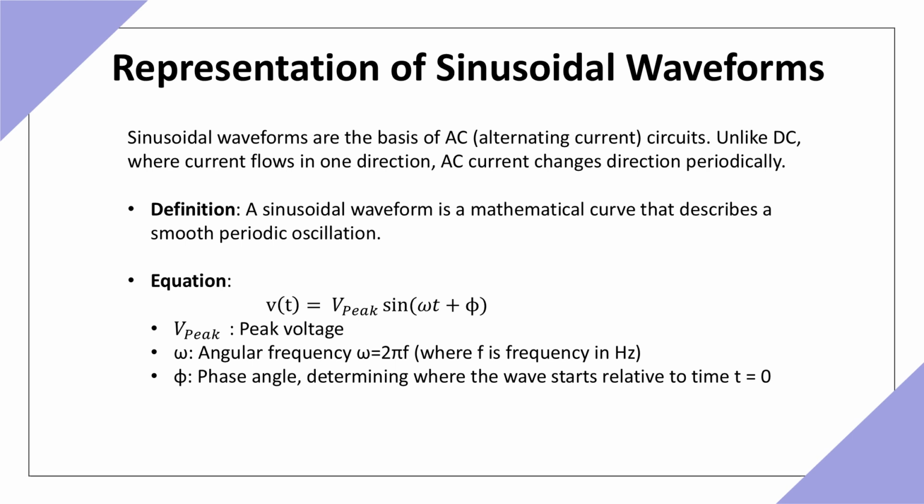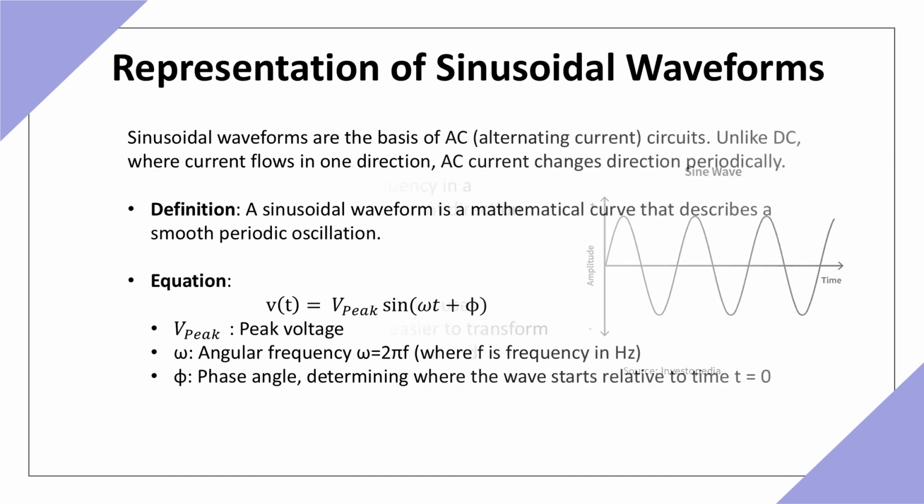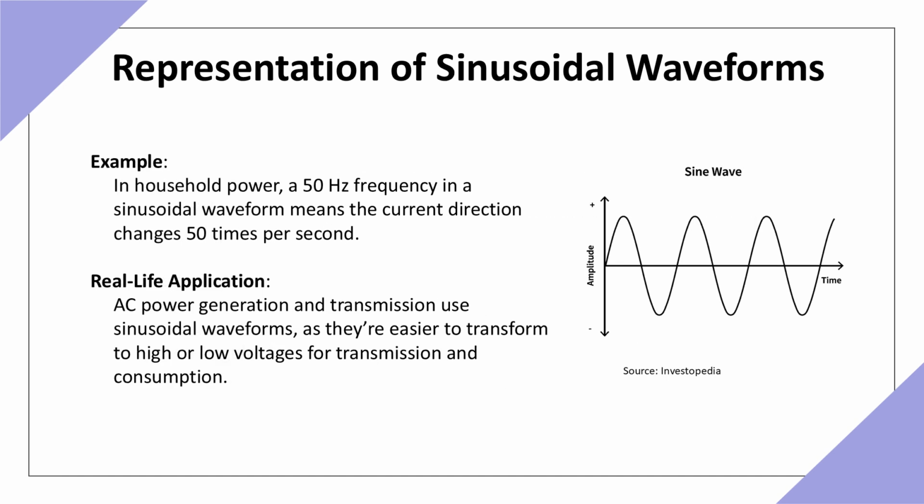The equation for a sinusoidal waveform is V(t) equals V peak times sine(omega t plus phi), where V peak is the maximum voltage. Omega, angular frequency, is calculated as 2 pi f, with f being the frequency. Phi is the phase angle, showing where the wave starts on the time axis. For example, in household power with a 50 Hz frequency, the current direction changes 50 times per second. These waveforms make AC systems efficient for generation and distribution.